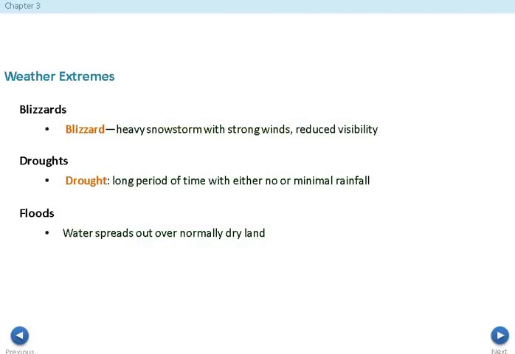Other extremes, we see blizzards, heavy snowstorms with strong winds and reduced visibility. A drought can also be a weather extreme, and we see long periods of time where there's no or minimal rainfall. We also have floods, and this is when water spreads out over dry land, and usually this can be a good thing, and it can also be a bad thing. Sometimes flooding is good because it can make the soil more fertile, but of course it can destroy things, which is not a good thing.